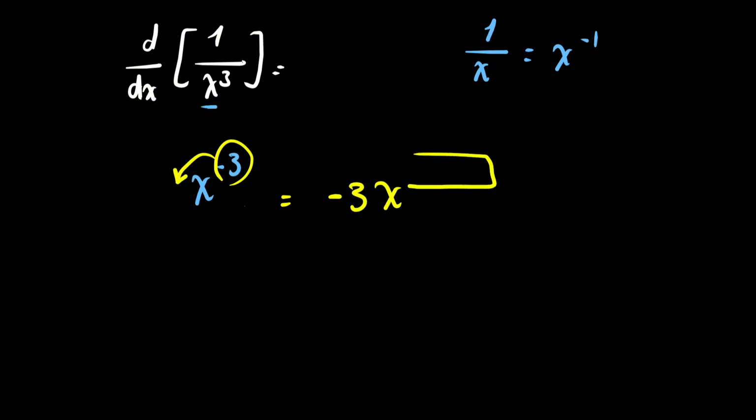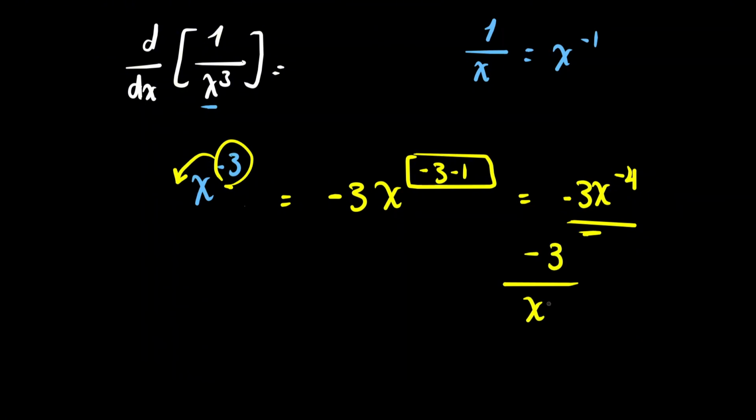And for the power, you subtract 1 from the main one, which is negative 3, so it's negative 3 minus 1. So the derivative for 1 divided by x to the power of 3 is negative 3x to the power of negative 4. You can also put this into the simplest form, so the final answer is going to be negative 3 divided by x to the power of 4.